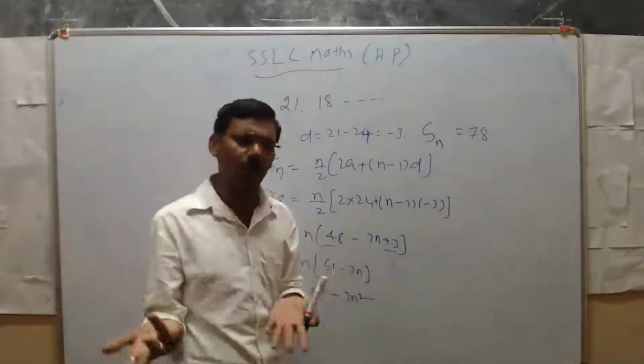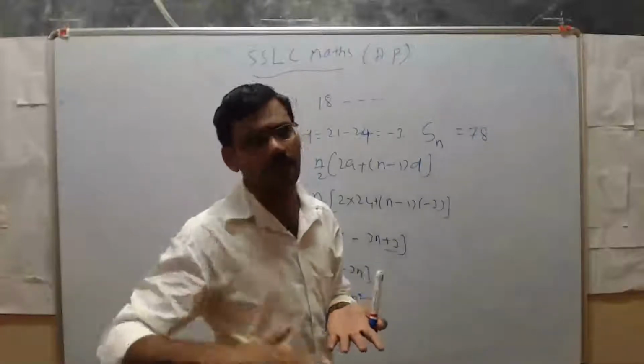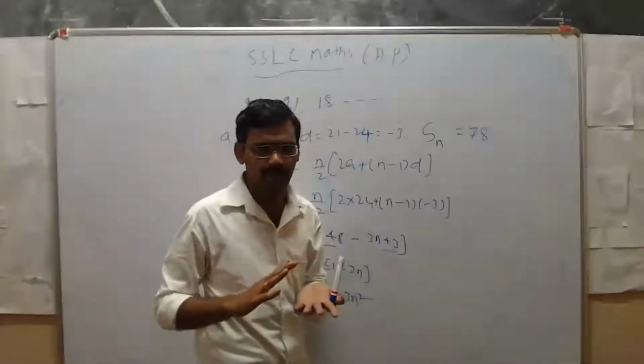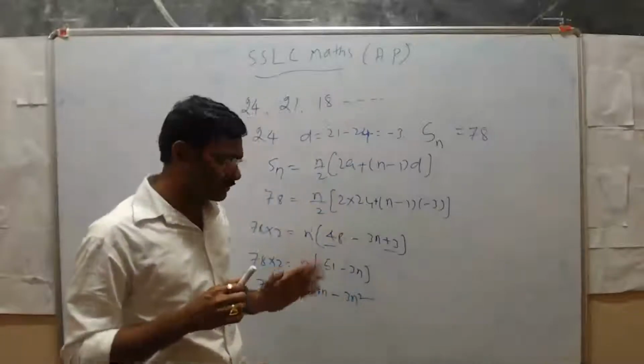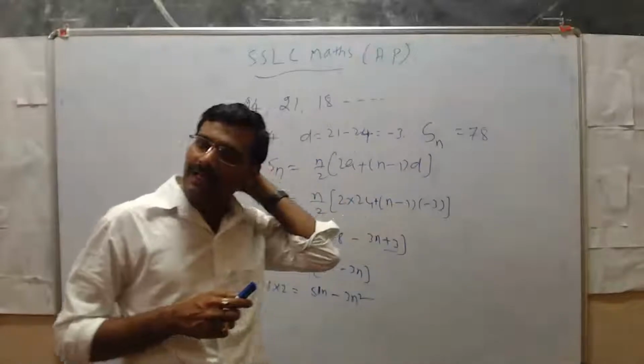This number, we don't know how many numbers it may be. It may be one, it may be 3 terms, it may be 4 terms, it may be 5 terms, it may be 6 terms, like this. Okay, here the first term is 24 and d is minus 3 and Sn is equal to 78.